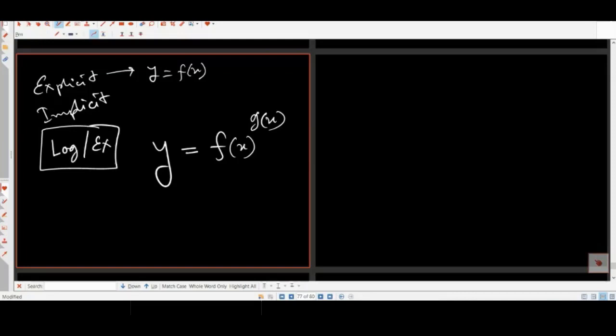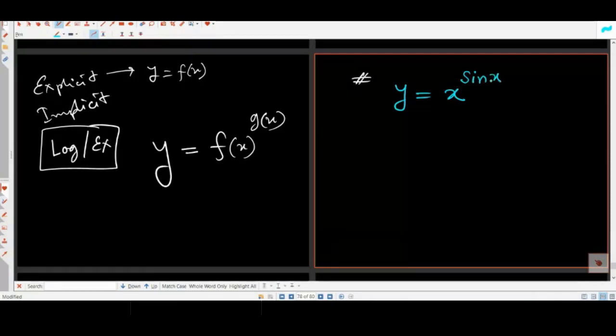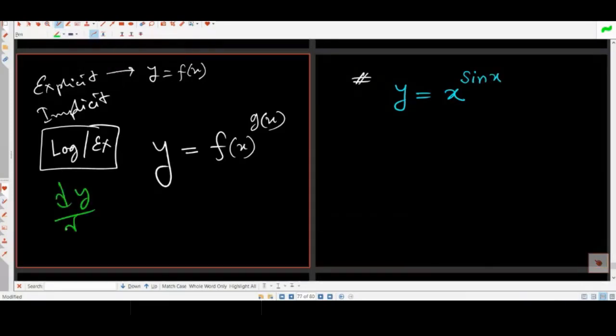So in that case, what can we do? We have to know this one. Suppose we have y equals x to the power sine x, and the target is the same. We are going to find dy/dx.